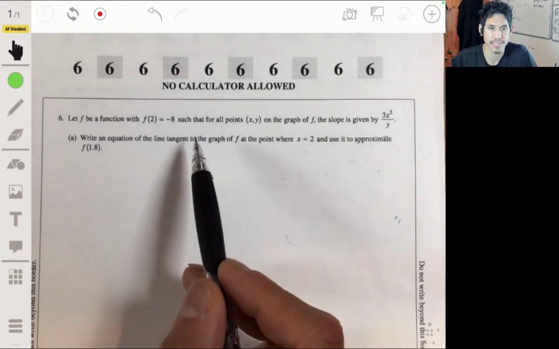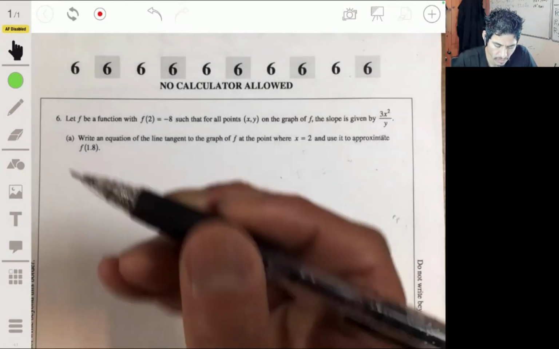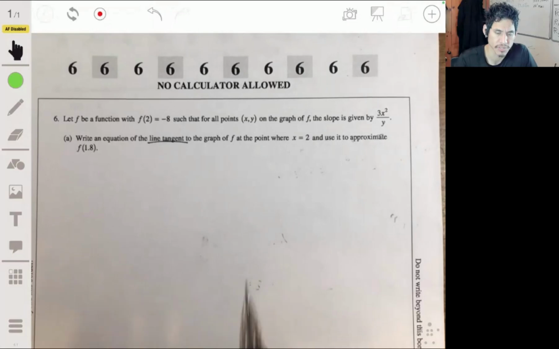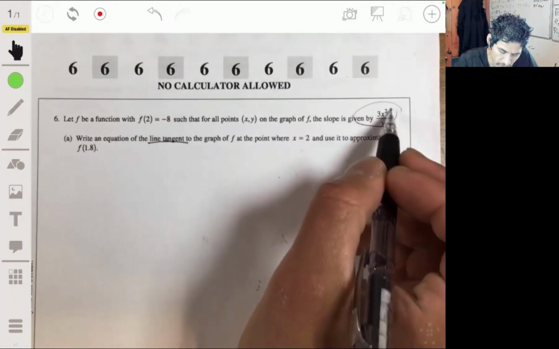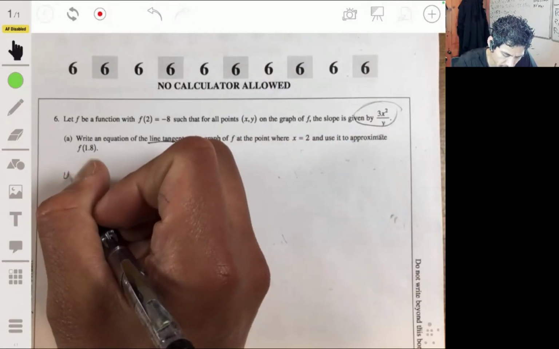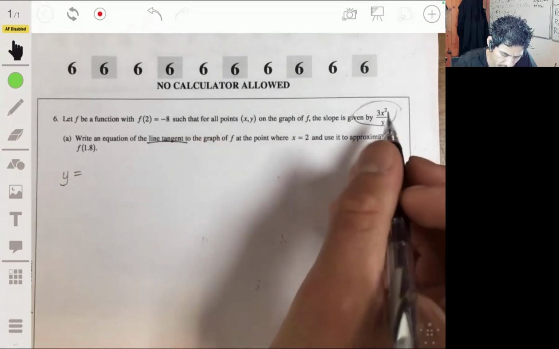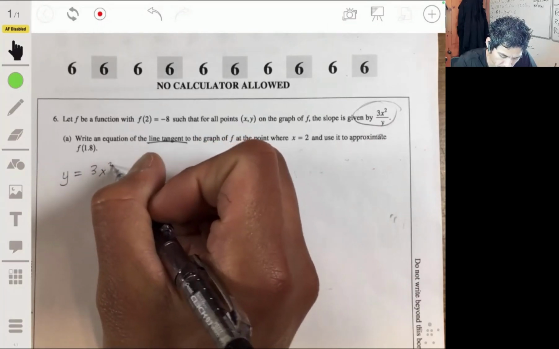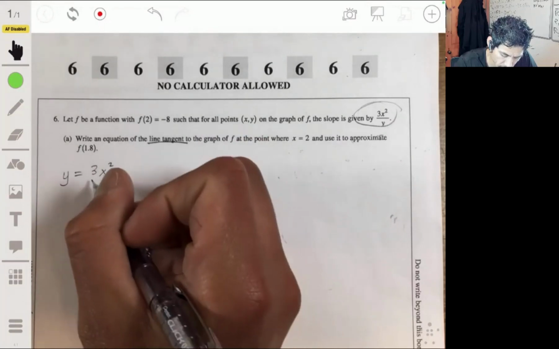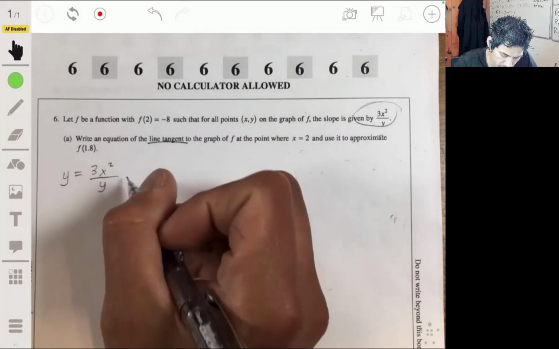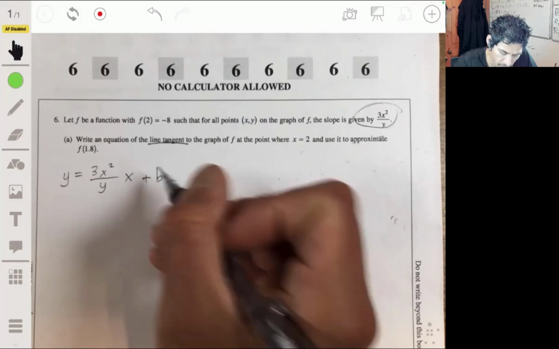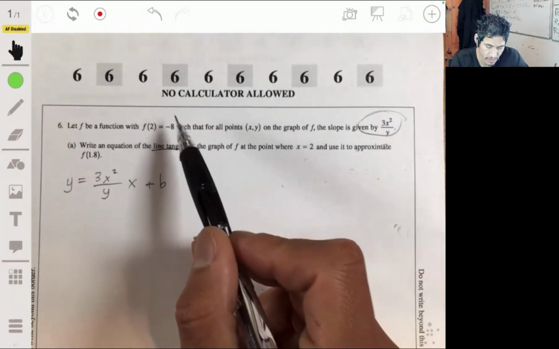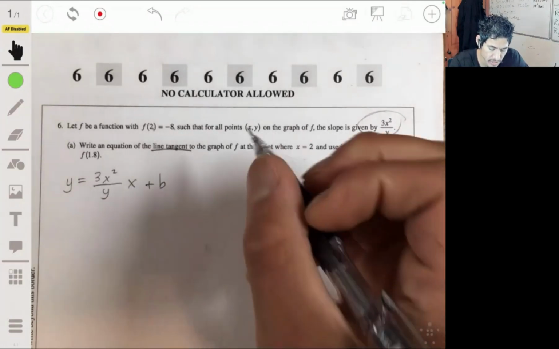Okay, first find the equation of the tangent line, and then use it to find that point. Using this as our slope, let's set up y equals mx plus b, just like back in the middle school days. We're going to need to solve for the y-intercept, and we're going to use the fact that it goes through this point, 2, -8, to do that.